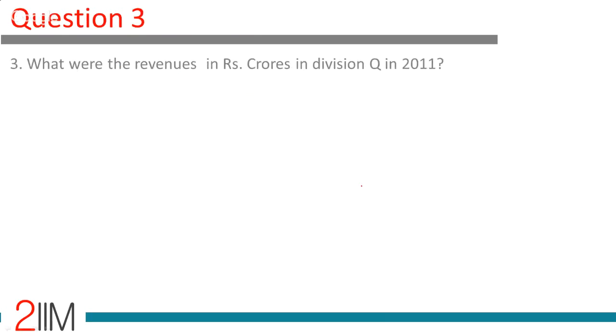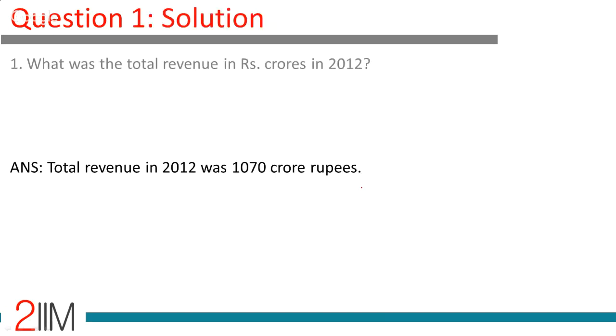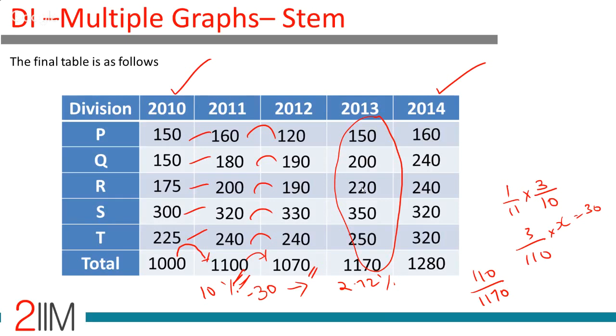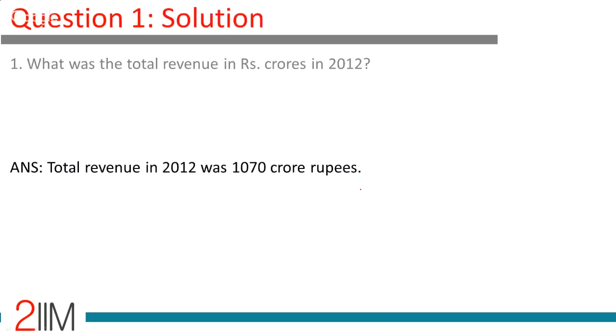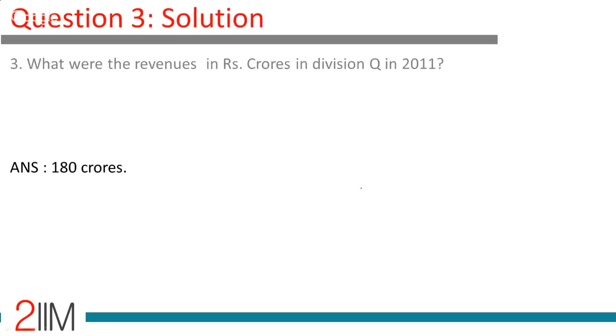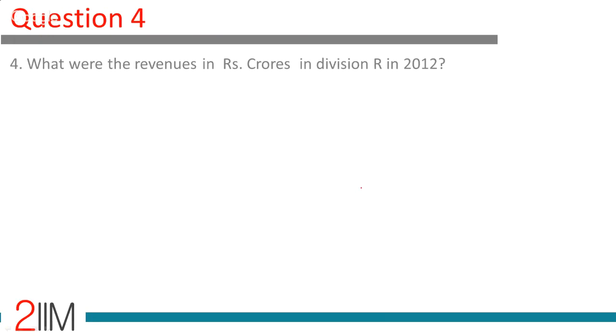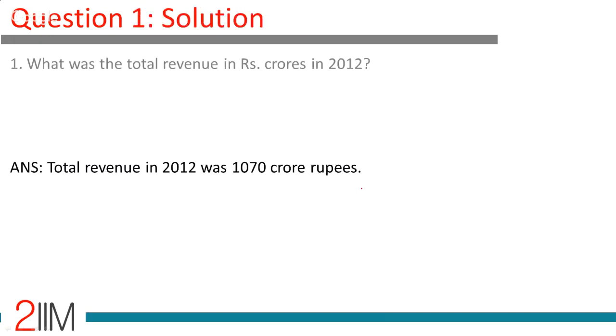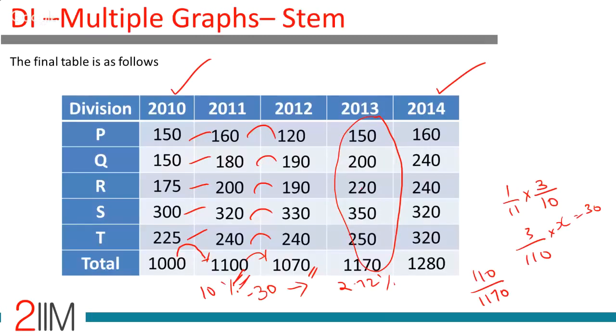What were the revenues in rupees crores in division Q in 2011? Look at the table and answer this question. 2011 division Q: 180 crores. What are the revenues in rupees crores in division R in 2012? Again, you're going to look at this. I don't remember these numbers. R is 190 crores. That's all the questions based on this.